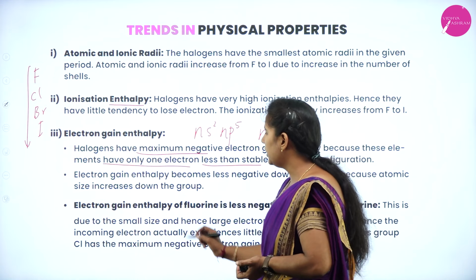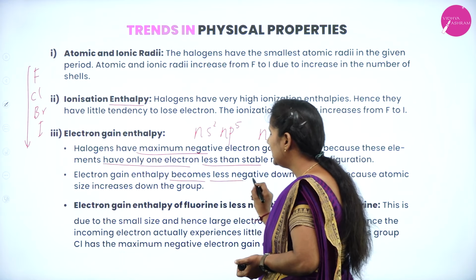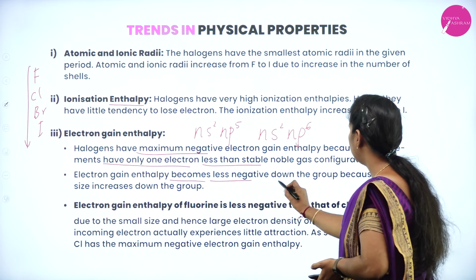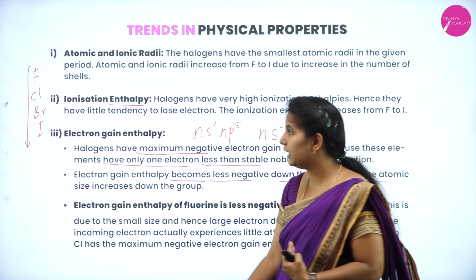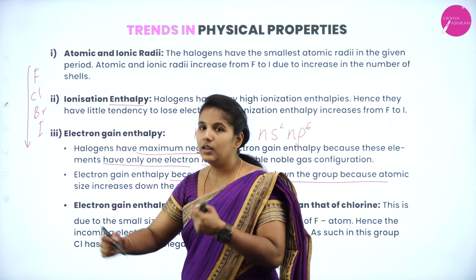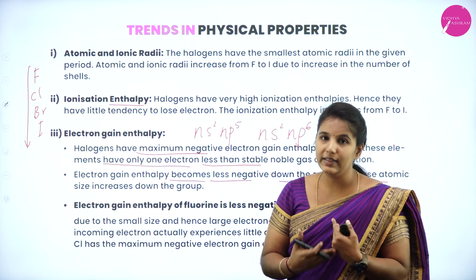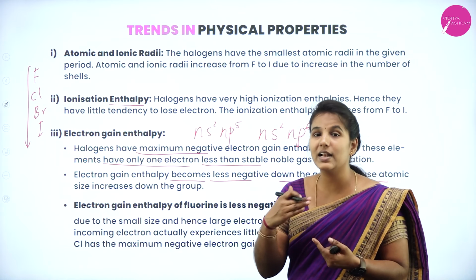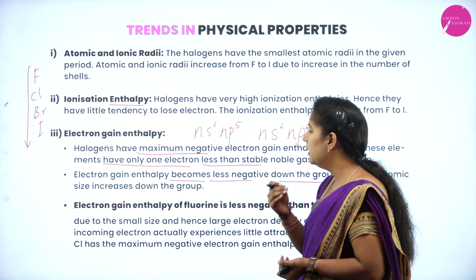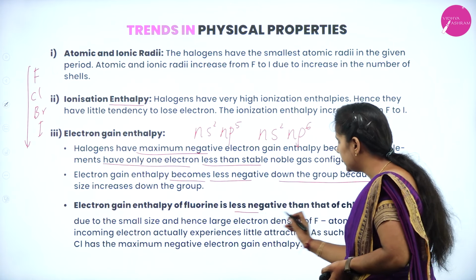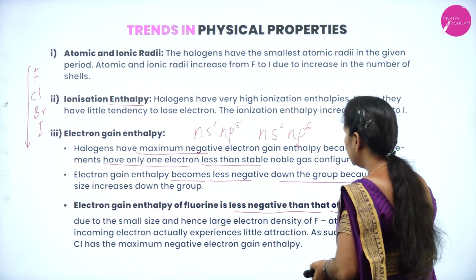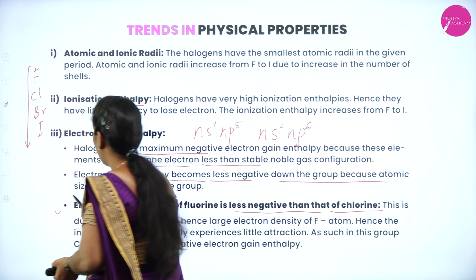And the electron gain enthalpy becomes less and less negative down the group because of the increase in atomic radii. As we move down the group, it becomes less and less negative. Okay. And the electron gain enthalpy of fluorine is less than that of chlorine. This is very, very important.